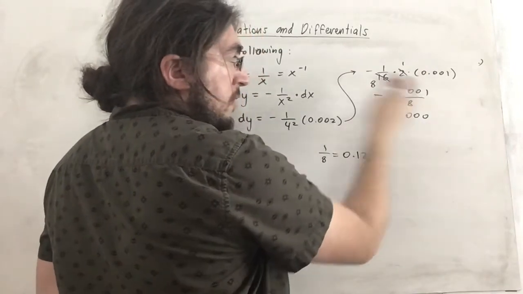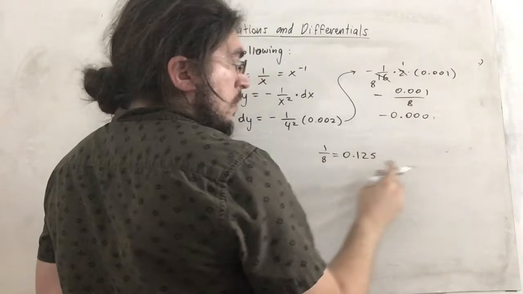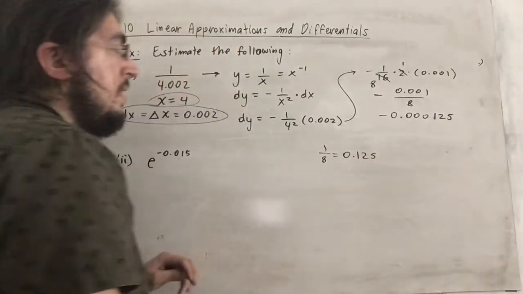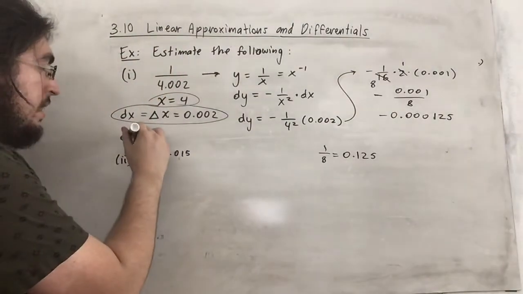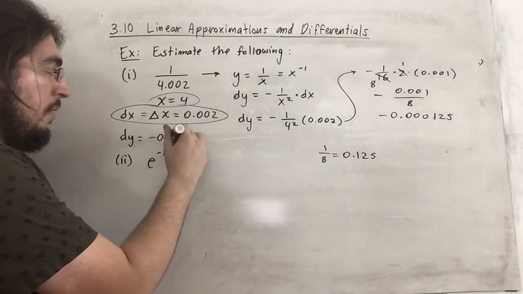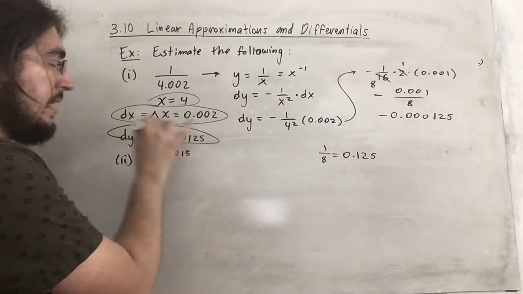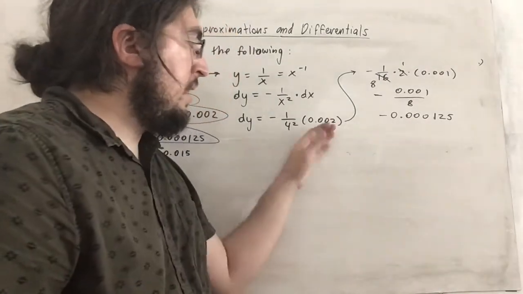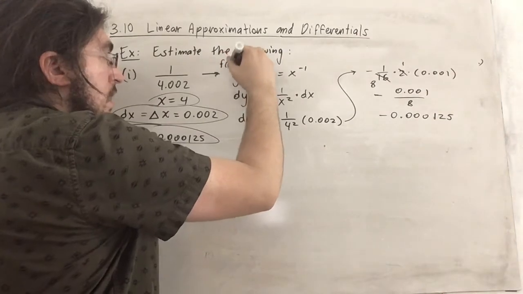So this is negative 0.000, moving it 3 more times to the left. And then 125. Perfect. So this is dy. Great. So let me write that over here actually. So dy is equal to negative 0.000125. Fantastic.